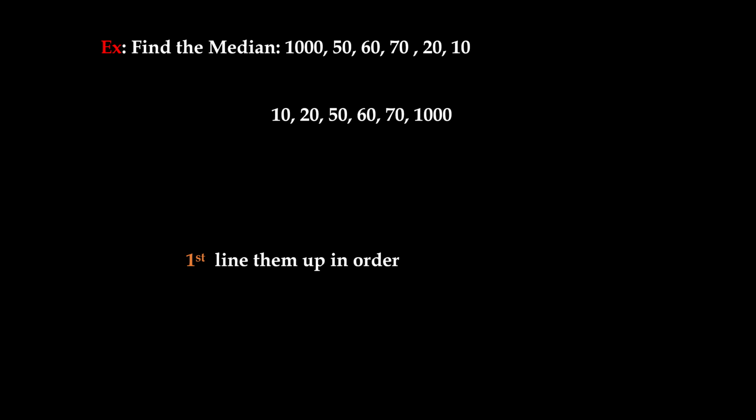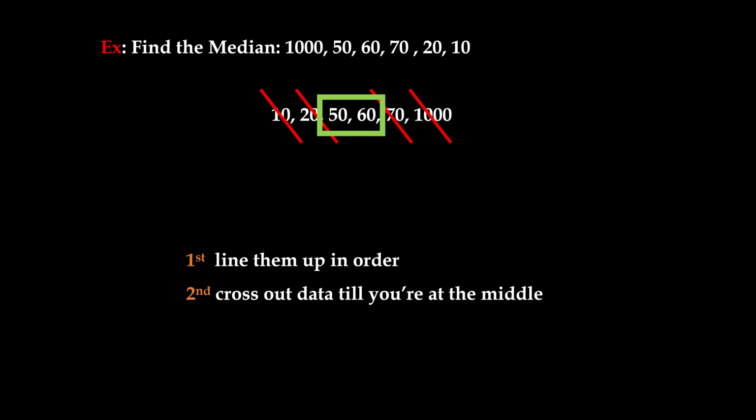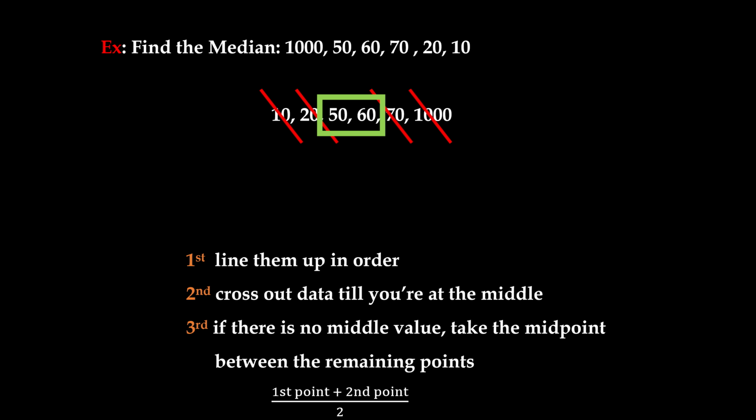First, we're going to line them up in order. Then we'll cross them out till we're at the middle. Third, if there's no middle value, take the midpoint between the remaining points. So add the 2 points together and divide by 2.